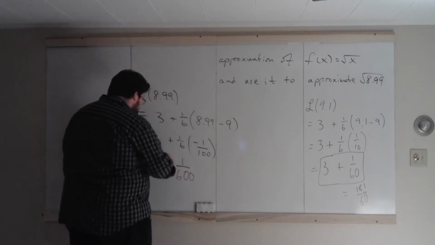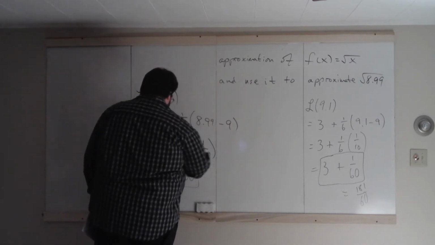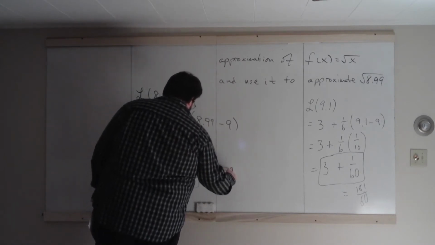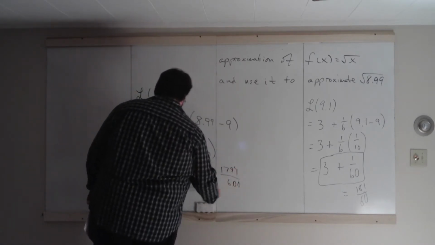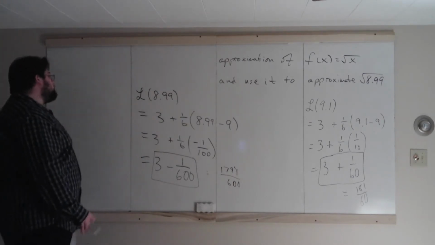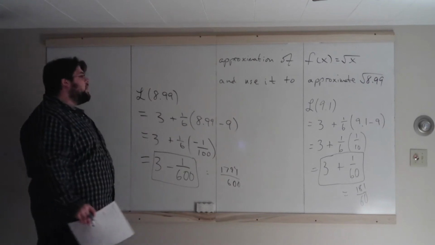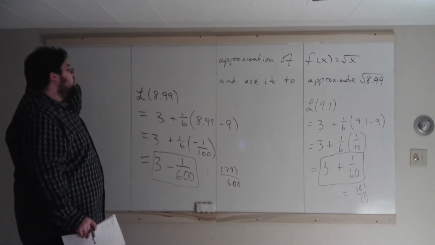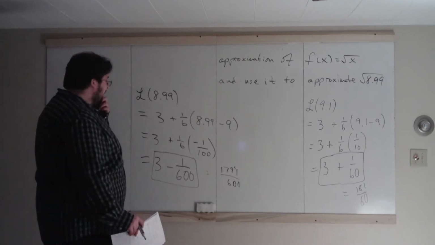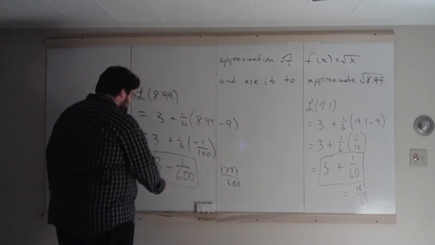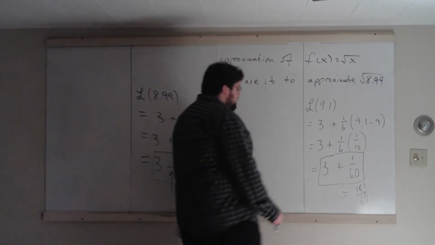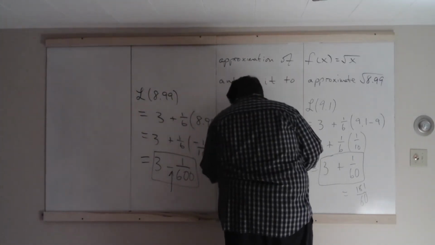And I guess if you want, you could simplify that to 1799 over 600. So we've approximated that using the same linear approximation. We found an approximation for the square root of 8.99. Now, one thing I'd like you to notice, and some of you may have already noticed this. I'm going to get rid of the actual numbers. They're just going to be in the way.